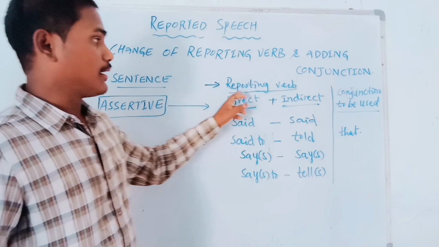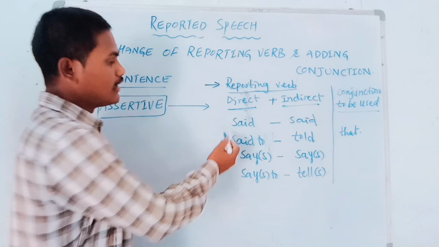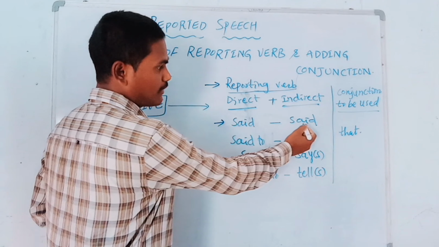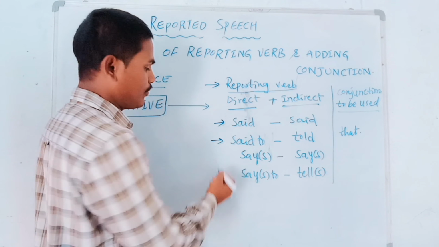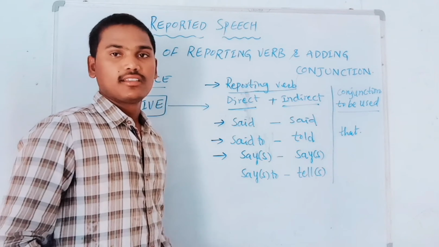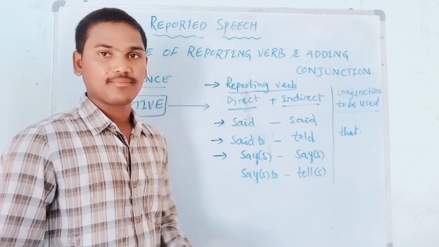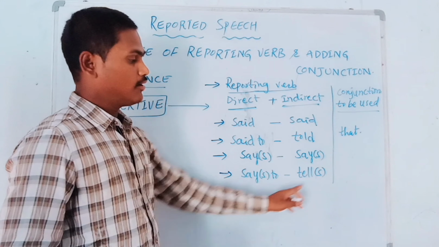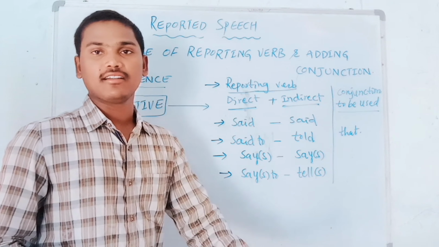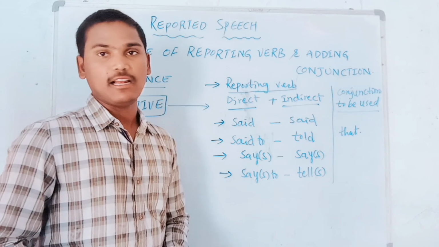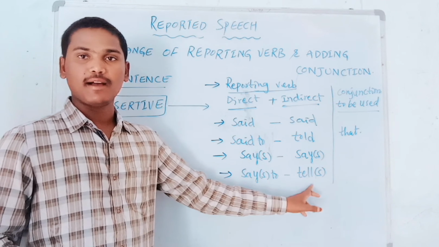So in an assertive sentence, what changes take place in the reporting verb from direct to indirect speech? If we get said, it becomes said in indirect speech. If we get said to, it becomes told. If we get says, it becomes says. But if we only get say, we write say in indirect speech, but not says. If we get says to, we write tells. Otherwise, if we get only say to, we must write tell only, but not tells. If we get the s form, we need to add the s form in indirect speech also.